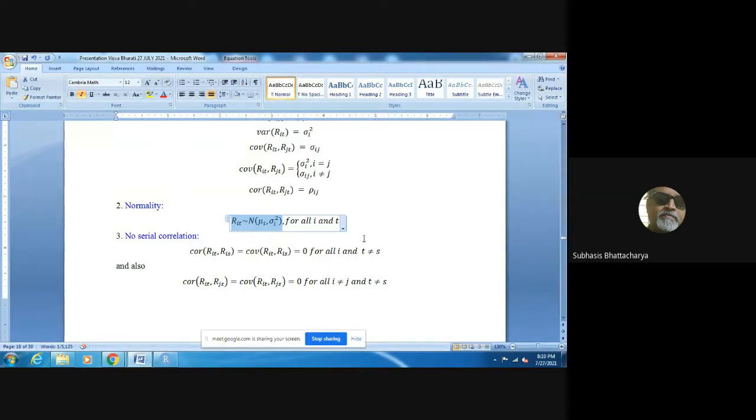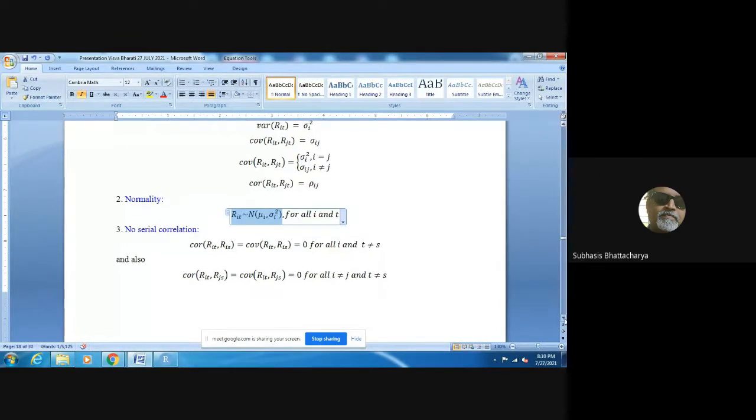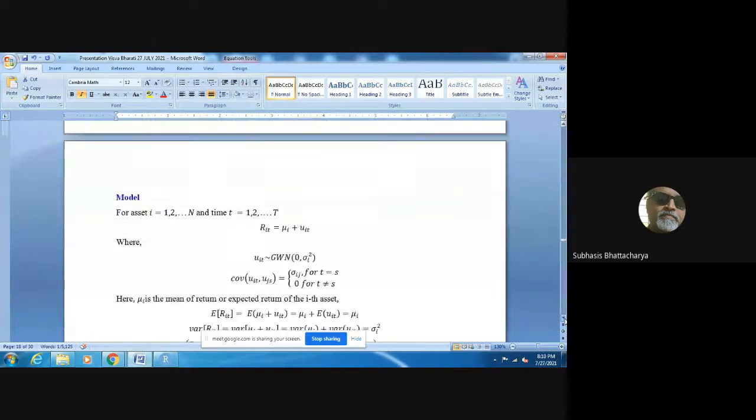And the third one is that there is no serial correlation, that is, the correlation between R_it at period t and period s is 0. That means the correlation coefficient of the covariance is 0. These are normal time series assumptions, and the correlations between different assets at different times are also 0. So these are the CER assumptions.